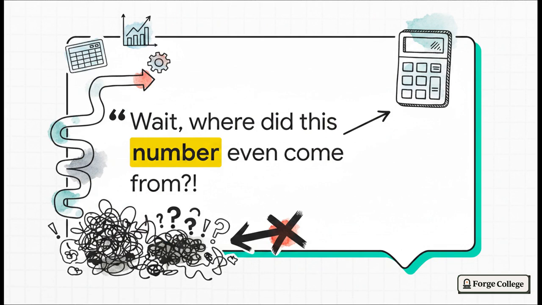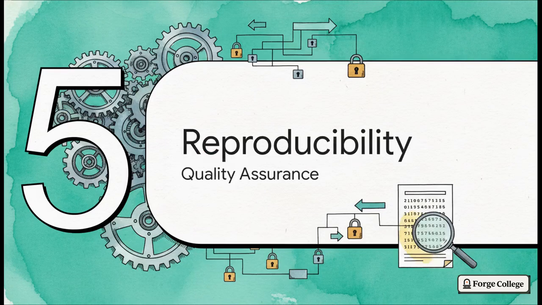Keeping the deck concise naturally prevents overwhelming everyone in the room. But more importantly, it helps you avoid the universally dreaded stakeholder question, wait, where did this number even come from? Every single headline number on your presentation has to point directly back to a traceable model run. No exceptions. Section 5. The reproducibility checkpoint and quality assurance.